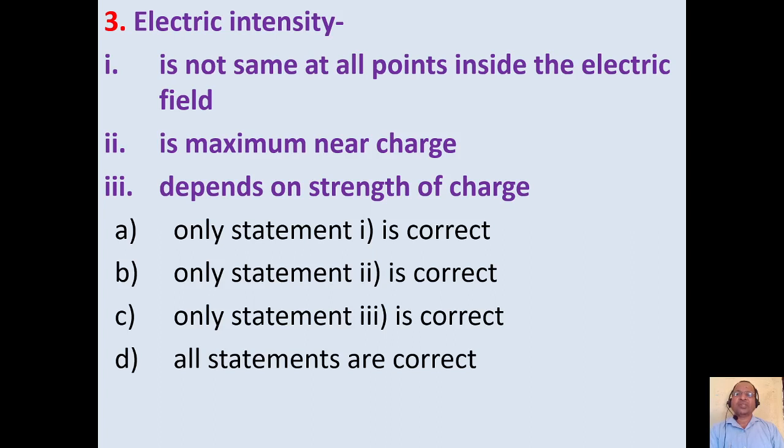Electric intensity depends on strength of charge. This sentence is also correct because if charge strength is increased, then force also increases and hence electric intensity also increases. So electric intensity depends upon strength of charge. This statement is also correct. So in this case we say that all statements are correct.